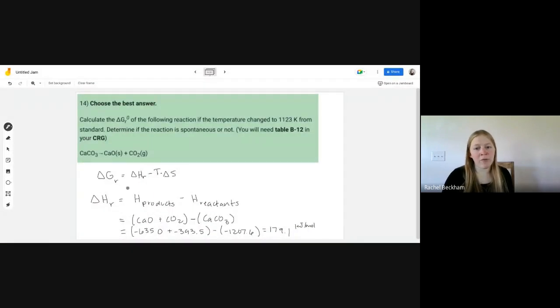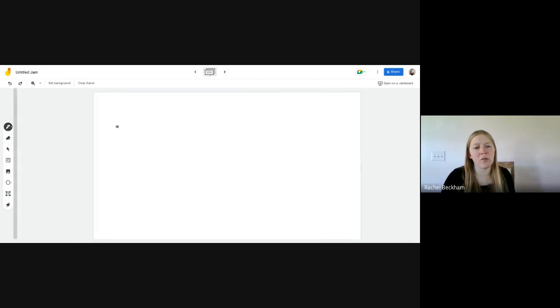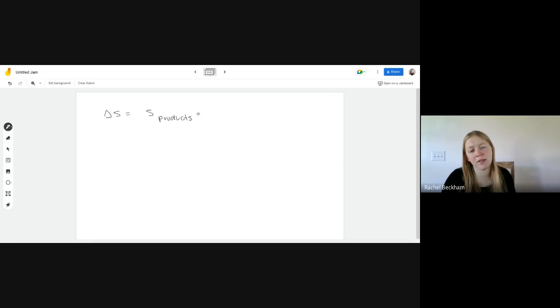Okay, so now I have my delta H, which is 179.1, right? I also have my T, which is 1,123. So you see how I need to plug that into this equation? I need to find my delta S now as well, because that's the last thing I need. So remember that delta S is just the S of the products minus S of the reactants, the exact same thing, but from a different column now.